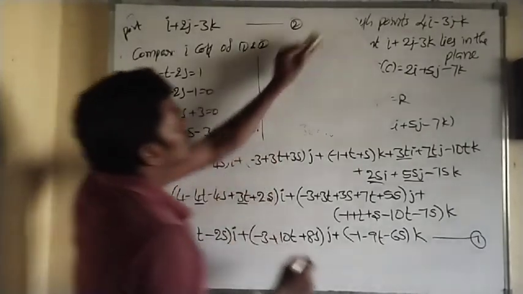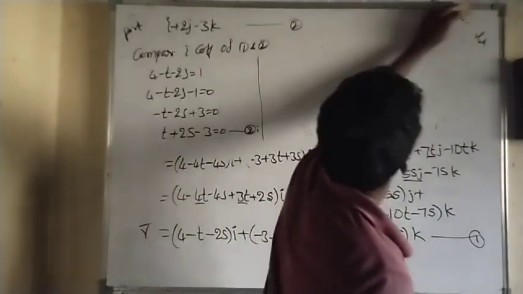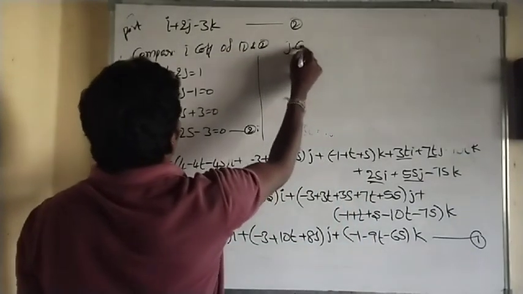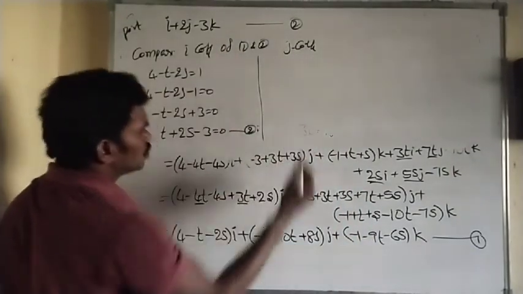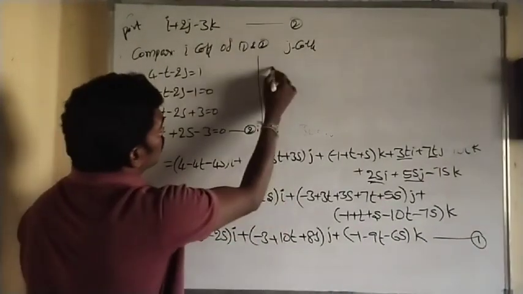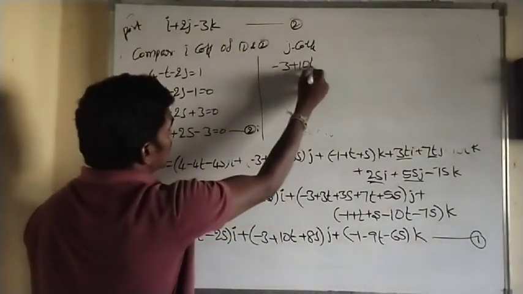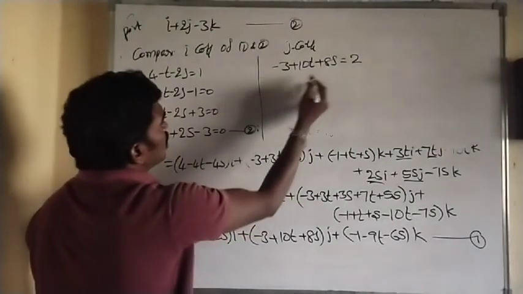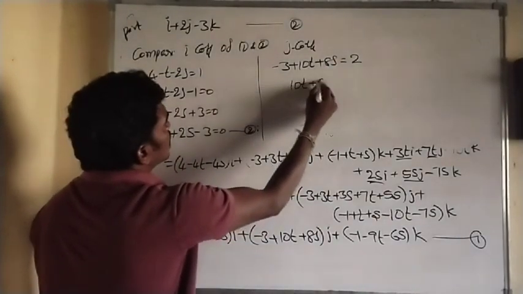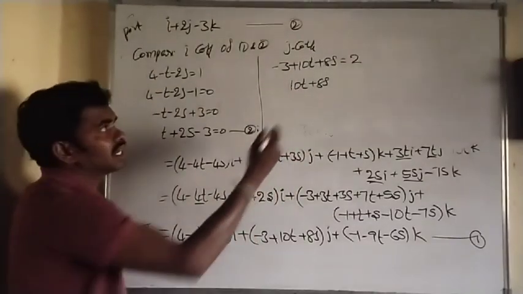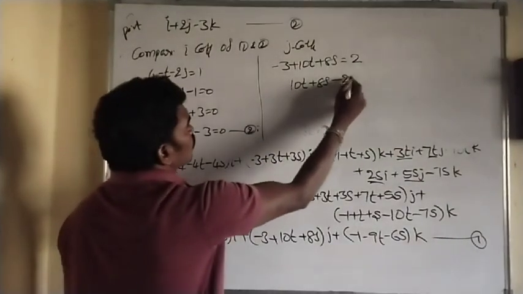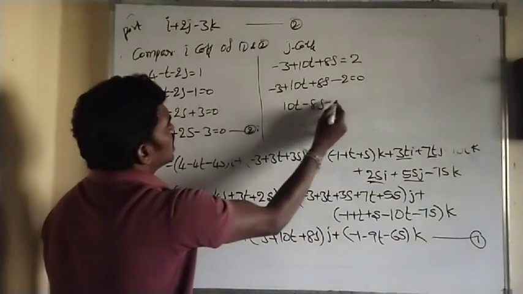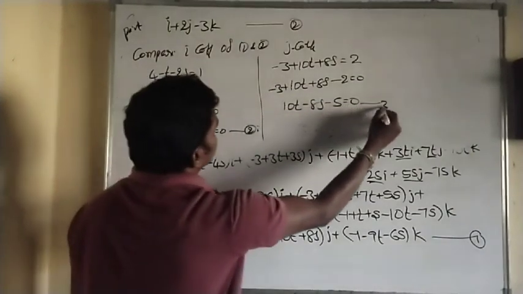Similarly, the j coefficients. Compare with the j coefficient. What is the j coefficient here? 2. Minus 3 plus 10t plus 8s is equal to 2. Bringing 2 to the left side, it becomes minus 2, and minus 3 is there. So 10t plus 8s minus 5 equals 0, equation 3.